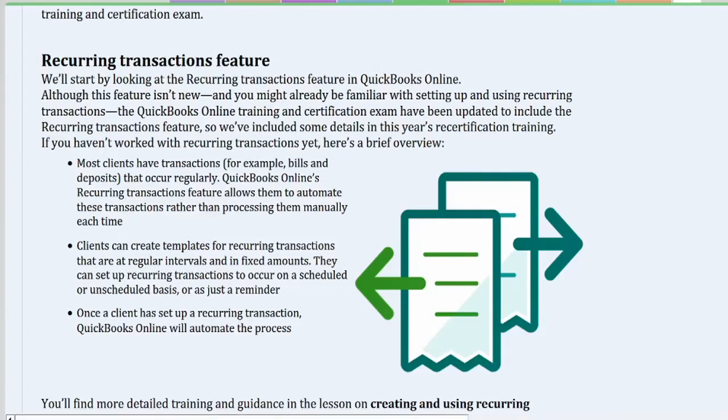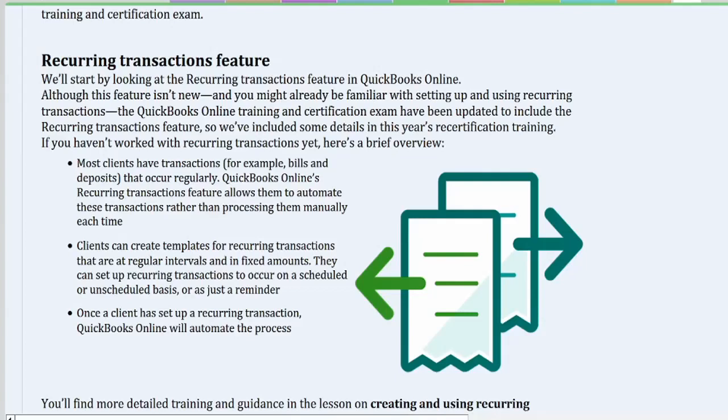Most clients have transactions, for example, bills and deposits, that occur regularly. QuickBooks Online's recurring transactions feature allows them to automate these transactions rather than processing them manually each time. Clients can create templates for recurring transactions that are at regular intervals and in fixed amounts.